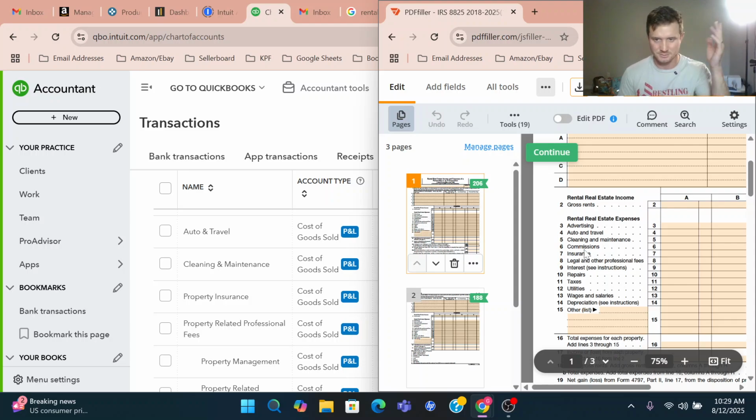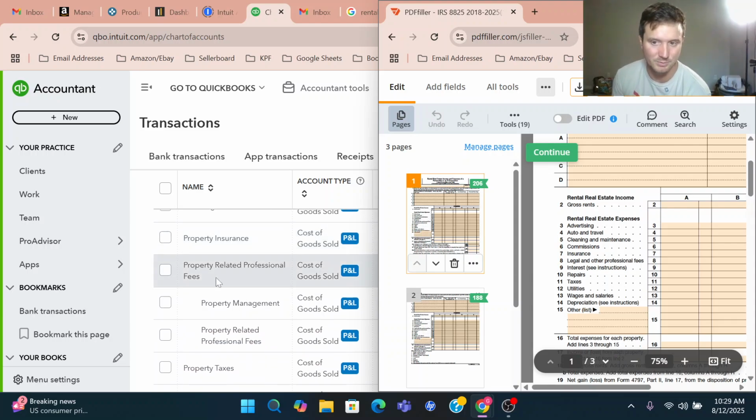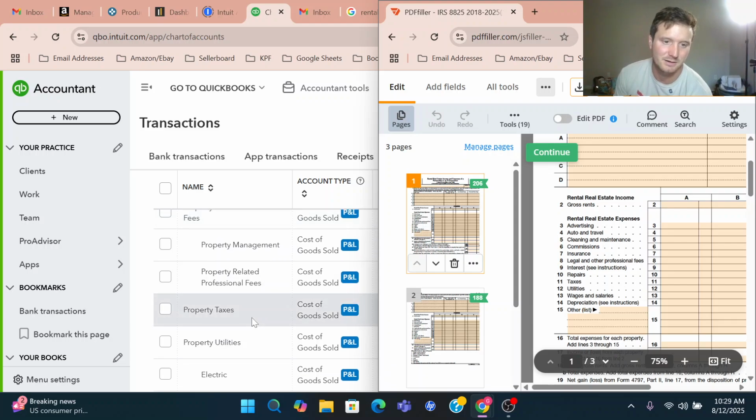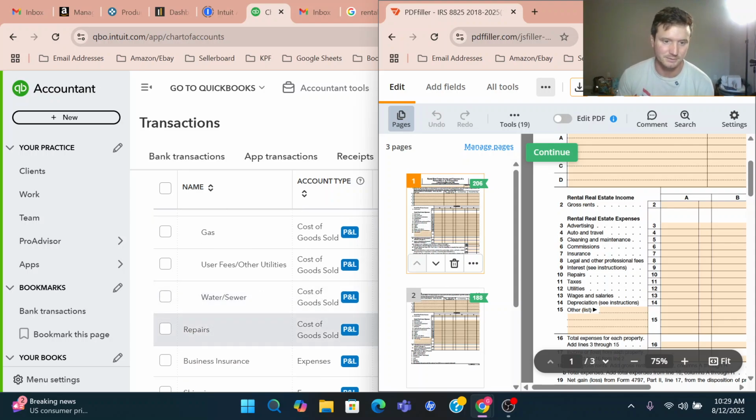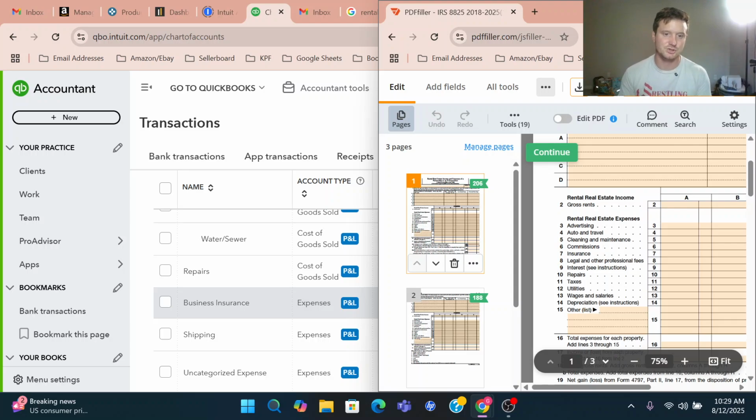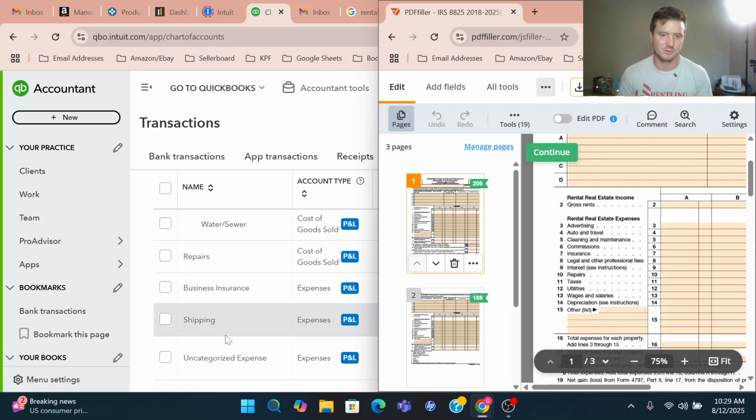I don't put commissions because I don't really need commissions as a rental property. Property related professional fees, property taxes. We got taxes right here, got utilities right here. And then of course repairs, definitely gonna need that. Business insurance is separate for me. I don't put business insurance, obviously, because it's part of your business. It's not in a specific property. Same with shipping. Those are expenses.